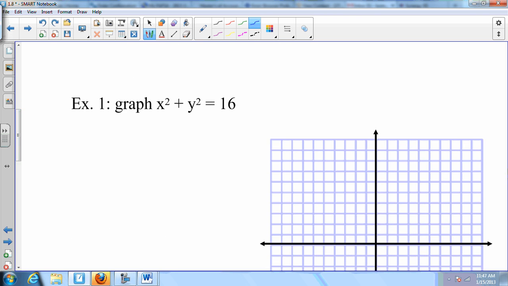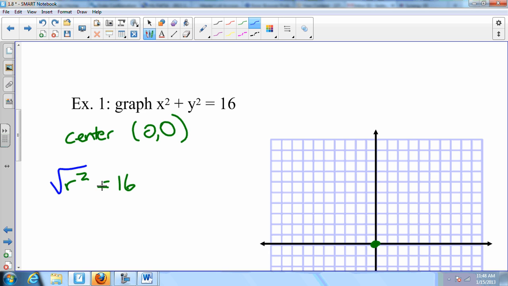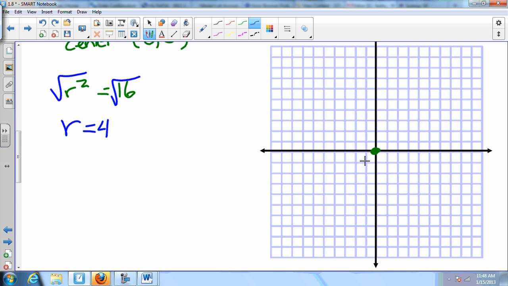So we're going to graph x squared plus y squared equals 16. Because there's no k or h, our center is at (0, 0), the origin. And r squared equals 16, but we want just r, so we square root it. We get r to be 4. So we count out 4 from the origin.